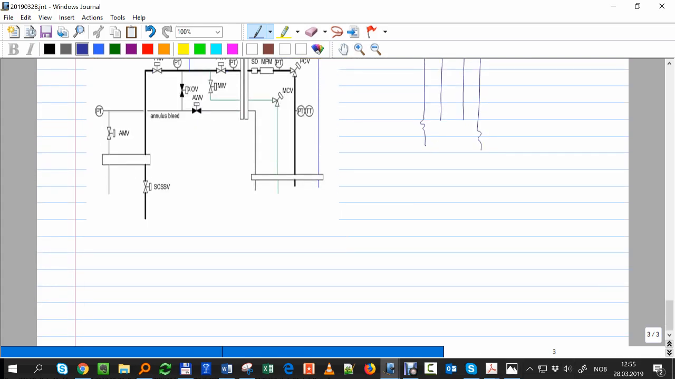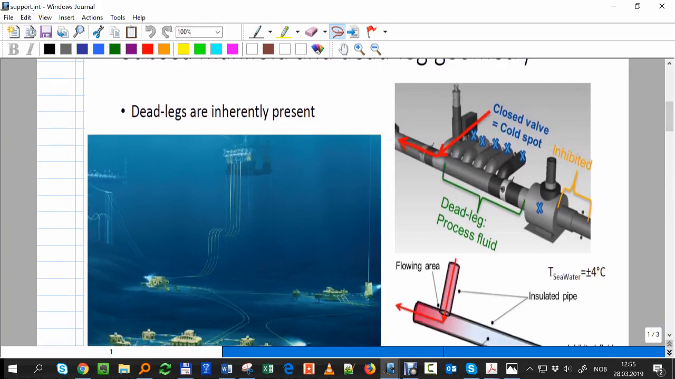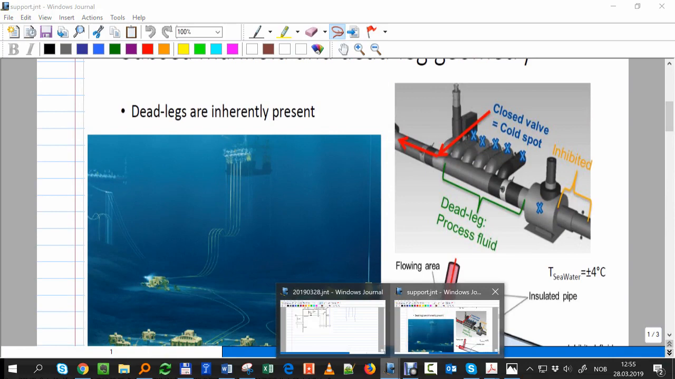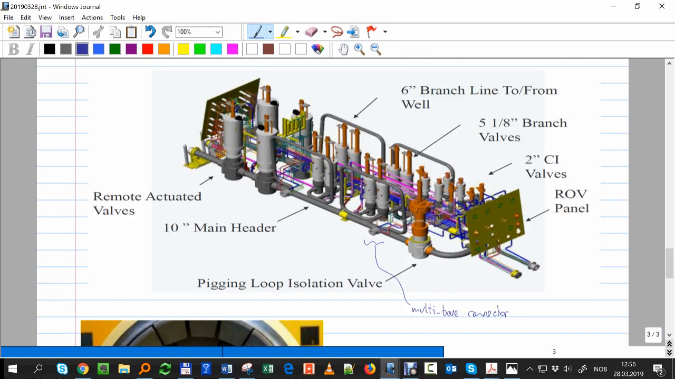Okay, and before we leave this part, there is one small thing I wanted to comment on. I also have to be aware of what we call dead legs. Like in this case, let's say I'm producing from this well up to here, but that well is not producing. So that well will enter into the line and continue flowing to the platform. But all of the rest, because I have no warm fluid here, all the way to that valve, is going to be stagnant.